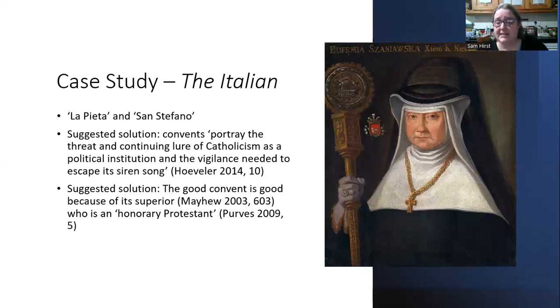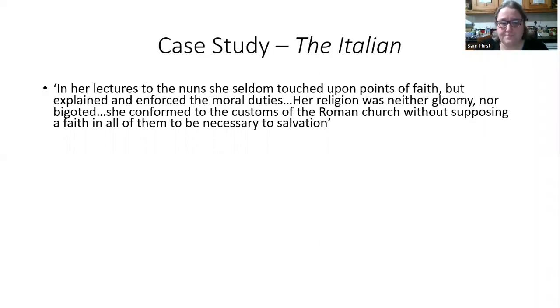And it is seen as being a place of refuge and of real piety. So this criticism I don't think particularly works. The more common one is this idea that the good convent is good because of its superior, who is an honorary Protestant, i.e. this is essentially being depicted as a Protestant institution. Again, I'm going to disagree with that, and I'm going to go into a little bit more detail about why.